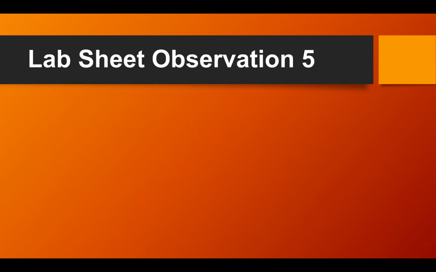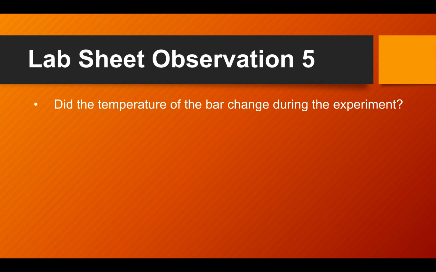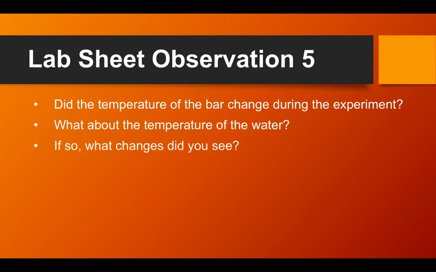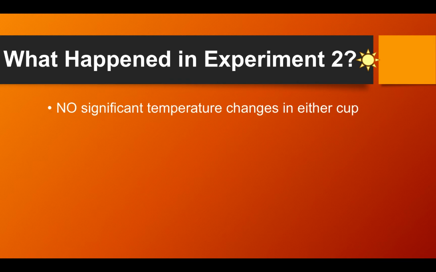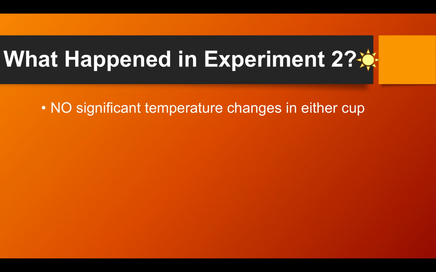Let's talk about observation 5 in the lab sheet. Did the temperature of the bar change during experiment 2? What about the temperature of the water? If so, what changes did you see? What happened in experiment 2? You should have seen no significant temperature change in either cup. Also, you should have seen no heat transfer, because if the temperatures of the two bodies are the same, there wouldn't be any heat transfer from one to the other.